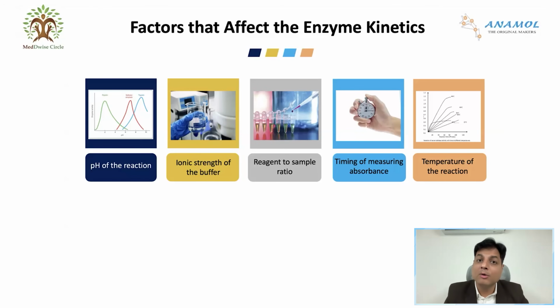We also saw how reagent to sample ratio was important. When the reagent to sample ratio was changed, how it affected the enzyme activity. We also saw how measuring the enzyme activity at the right time of the reaction was important. If we measure the enzyme activity in lag phase, we will get wrong results. And if we measure the enzyme activity in log phase, we will get the right results. We also saw how temperature was important and why flow cell temperature is very critical in having good enzyme activity.